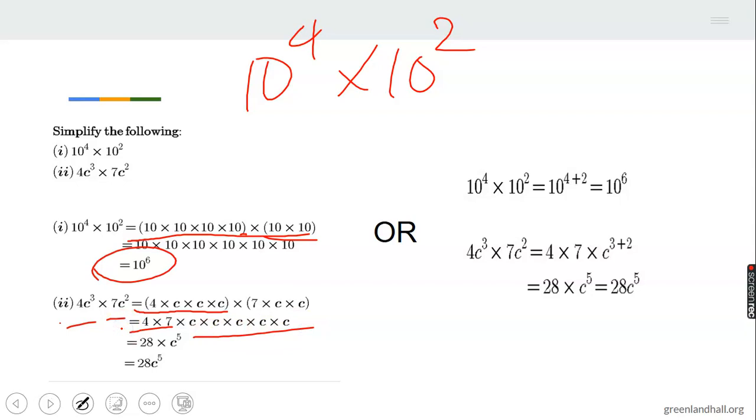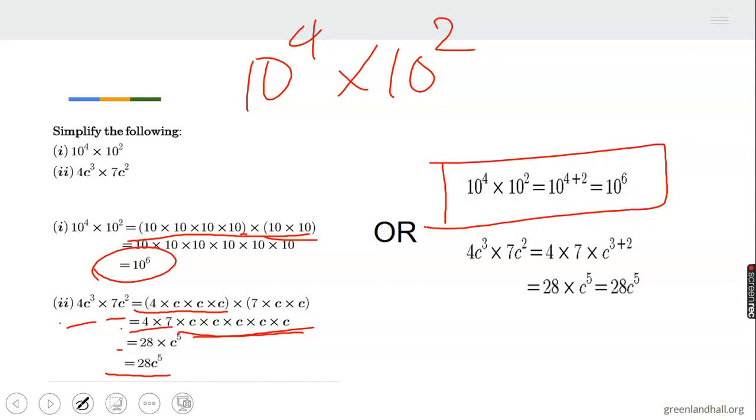Now 4 times 7 will be 28. When you multiply all the c's, we have c raised to power 5. Now 28 times c raised to power 5 will be equal to 28c raised to power 5.